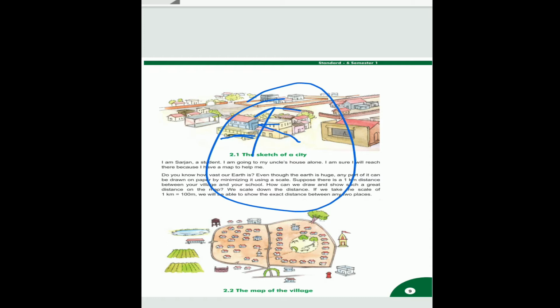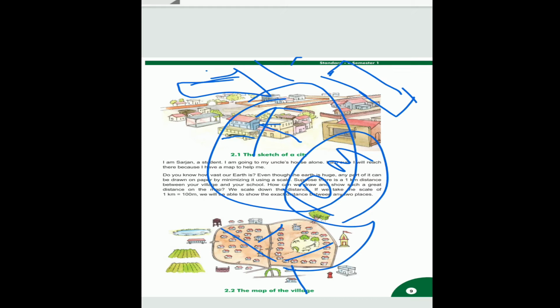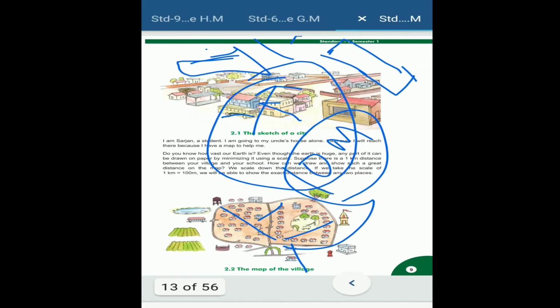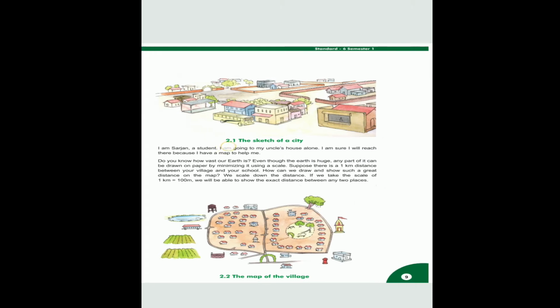Scale here does not mean the scale you use in your school. It's a paimana, it means an example or sample. Like for 1 kilometer you will draw 10 meters. So 10 meters means 1 kilometer. We will suppose it and consider it, then we can use the scale to understand its depth. So now we scale down the distance. If we take the scale of 1 kilometer equal to 100 meters, we will be able to show the exact distance between any two places.